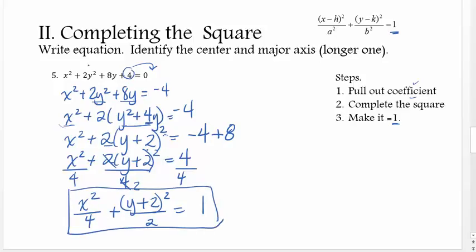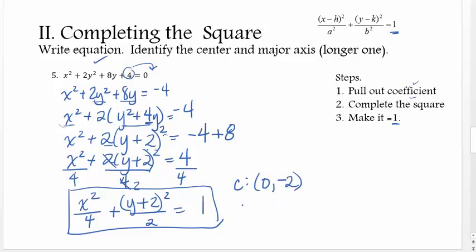Notice the directions. You have to write the equation. We did that. Identify the center. Okay, where's our center? Well, (h, k). Remember, h deals with x and k deals with y. So nothing's being subtracted from x, so my center x is 0. With the y, k is negative 2. Remember, you have to change the sign, so it's negative 2.